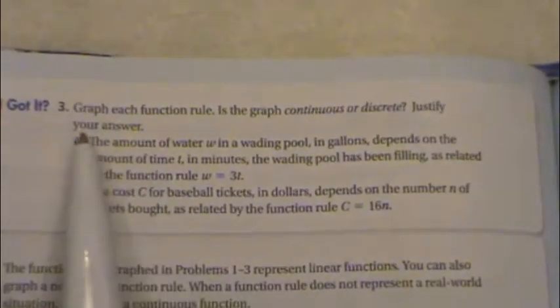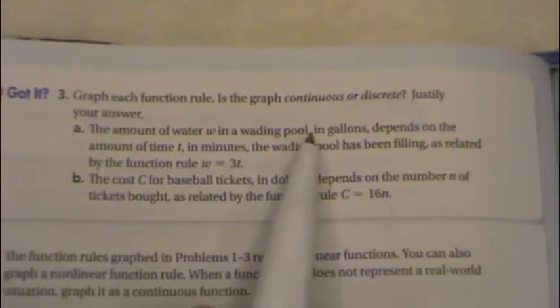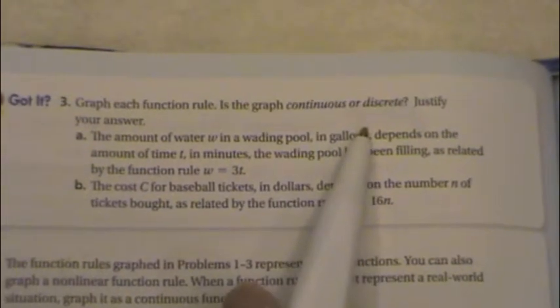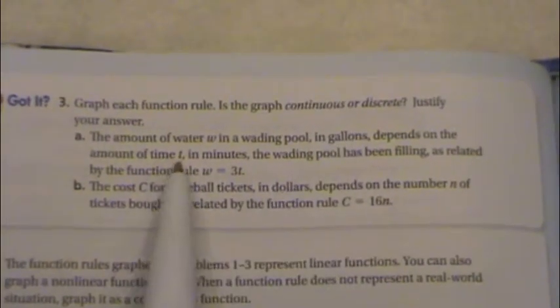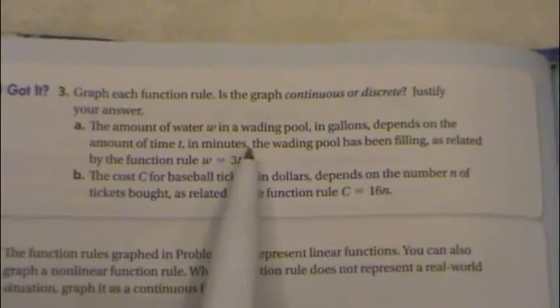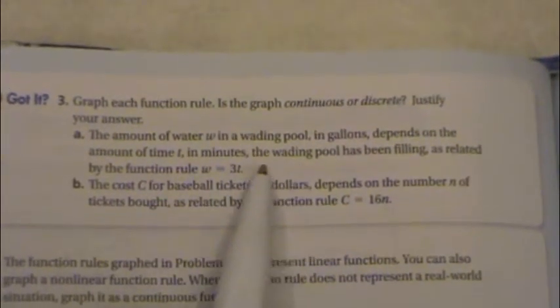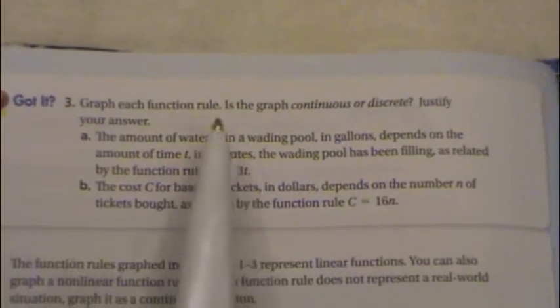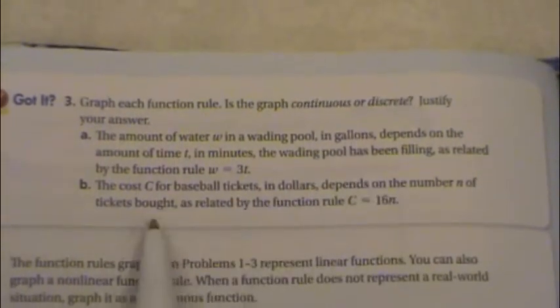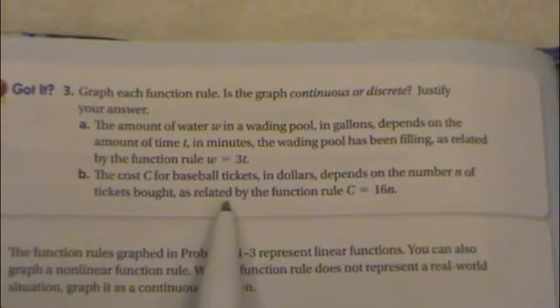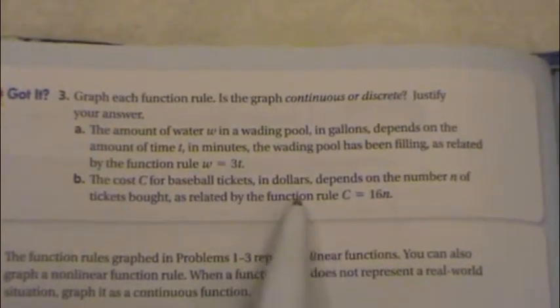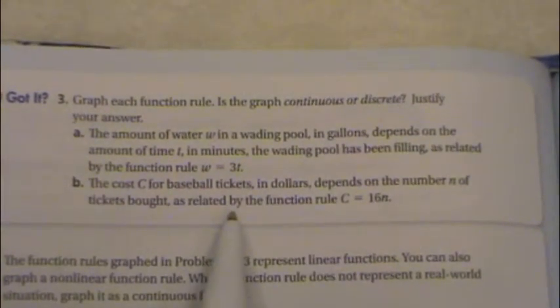Got it, number 3. I don't want you to graph each one. I just want you to figure out if they'd be continuous or discrete. Just think about it. The amount of water in a wading pool depends on the amount of time the wading pool has been filling. Is that going to be a continuous line, or is that going to be specific dots? And letter B, baseball tickets. What's your graph going to look like for how many dollars you spend gives you how many tickets? Think about it. Come check your answers with me.